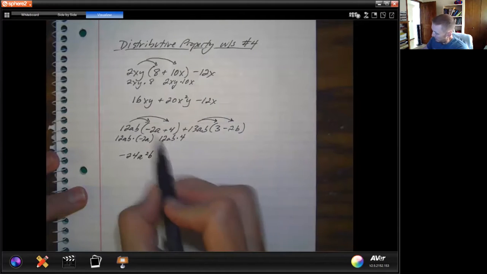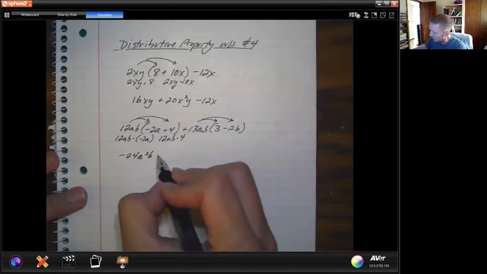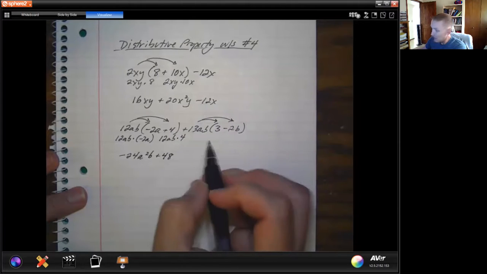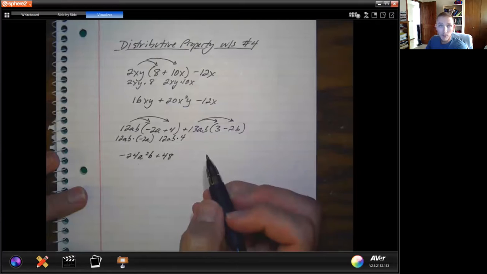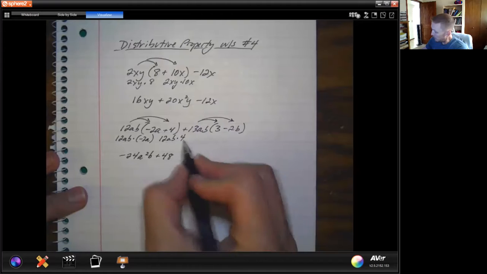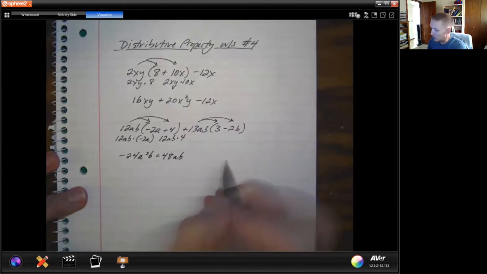Let's take the second arrow, and that's going to be 12 times 4. Now, when I do the 12 times 4, I'm going to get positive 48. Make sure you put the plus or minuses. Some of you guys were forgetting to put the positive or negative signs in between terms. ab, and the 4 doesn't have anything, so that's simply going to be ab.